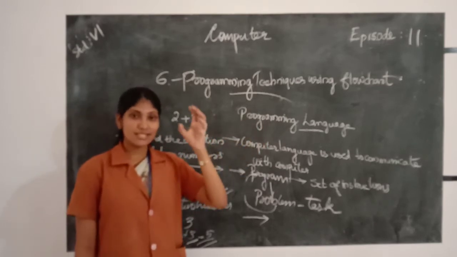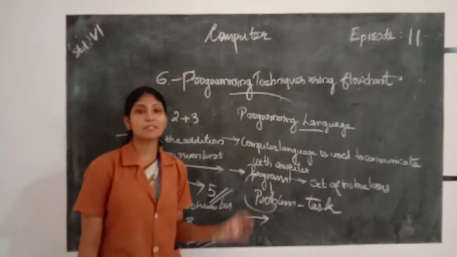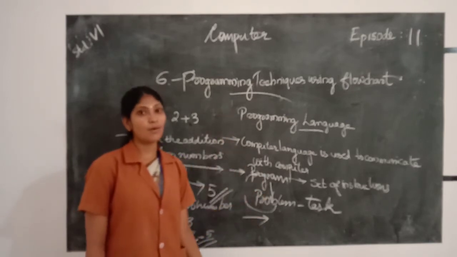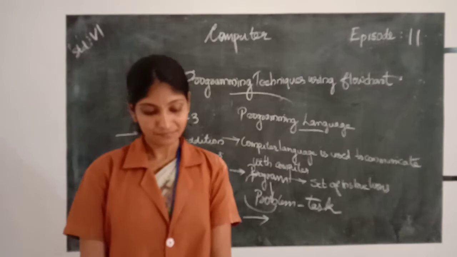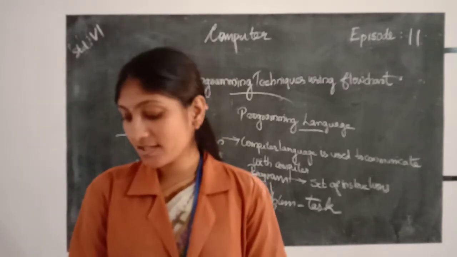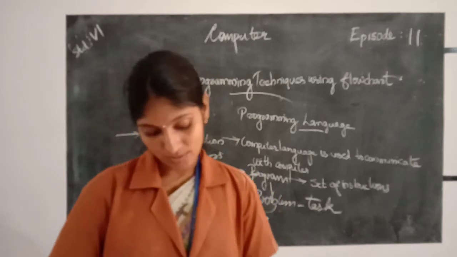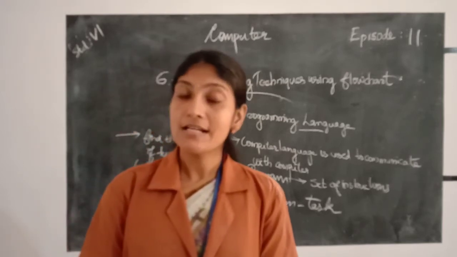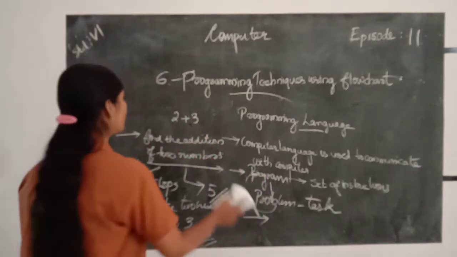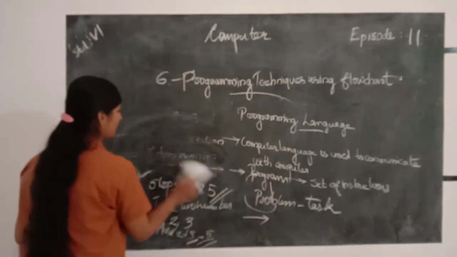Instructions in a flow of diagram, or the pictorial representation of instructions, is known as a flowchart. The purpose of a flowchart is to represent the instructions graphically. So a flowchart is the graphical representation of the steps required to solve a problem.